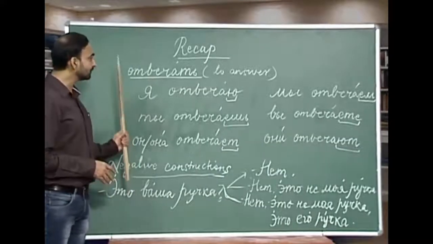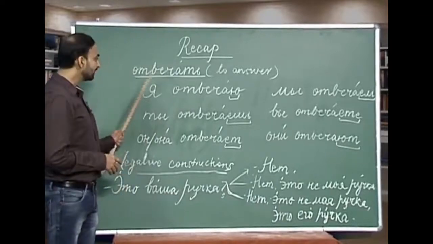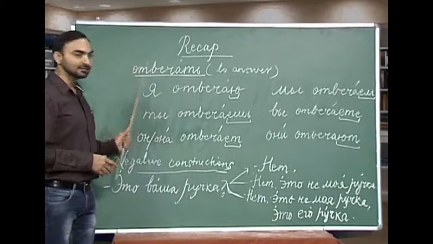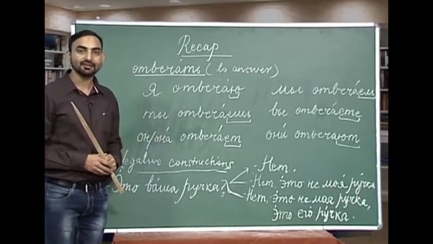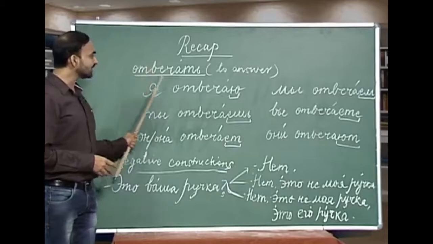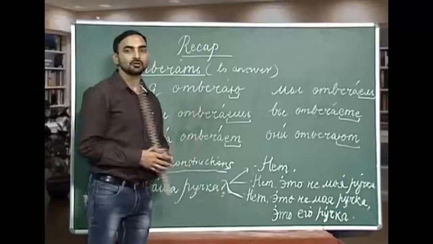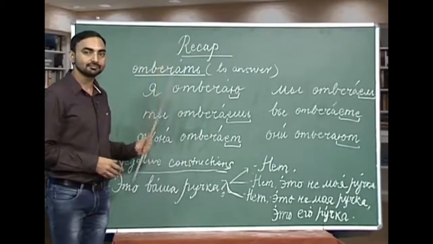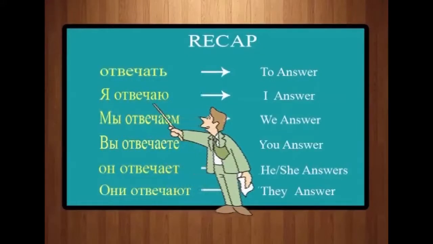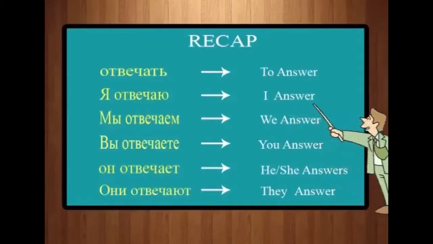In the last lesson, if you remember, we had done the conjugation of verbs with a soft sign ending. So, once again let's revise the conjugation of verbs with a soft sign ending. Here I have written a verb отвечать. Отвечать is to answer. So, how do we conjugate this verb? We conjugate this verb as я отвечаю. Я отвечаю means I answer.